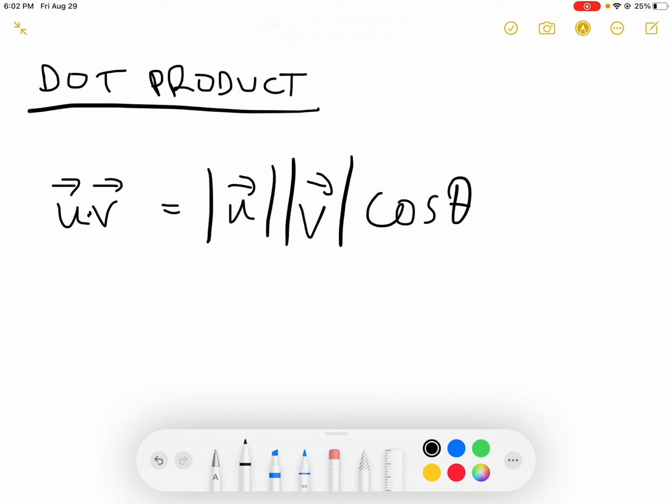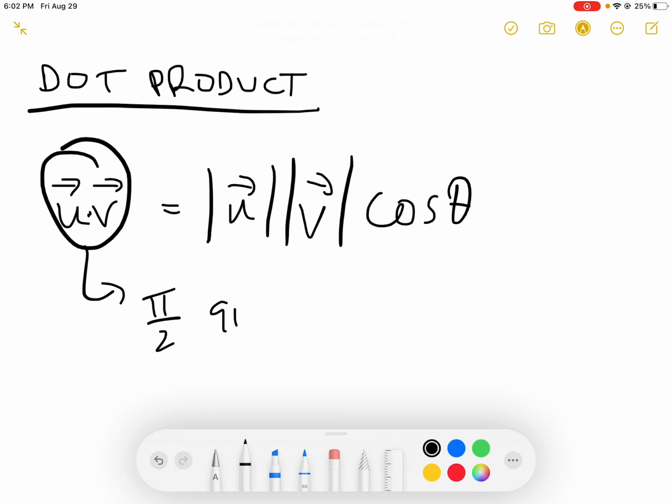And if they are perpendicular to each other, that means that theta is going to be pi over 2, which would also be 90 degrees. So that's important to know. We'll look at an example in a different situation, but the dot product of them is going to be 0 if that's the case, because cosine of that value is going to be 0. It would make the whole thing 0.